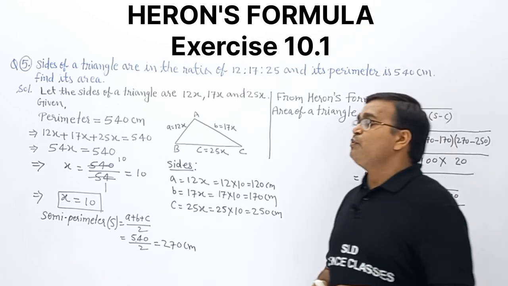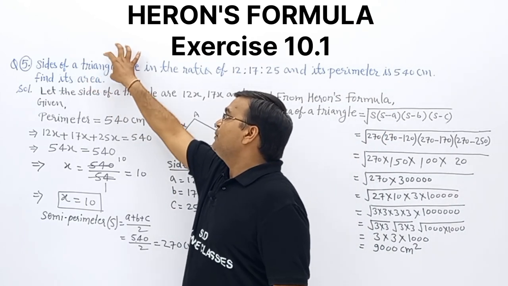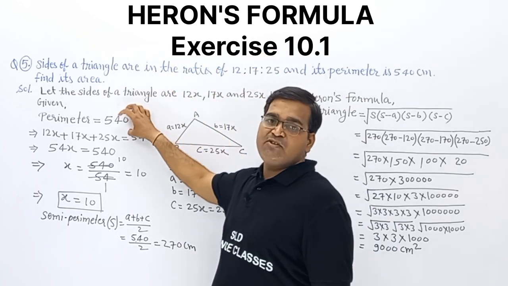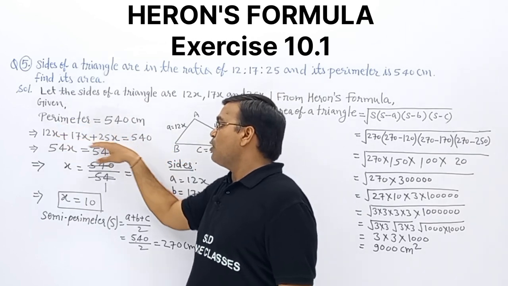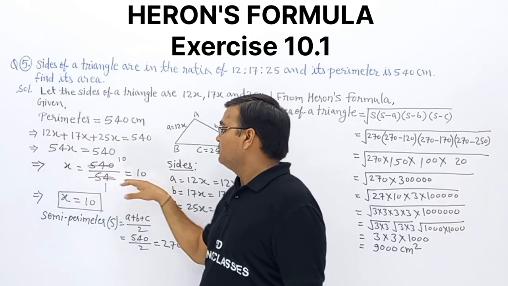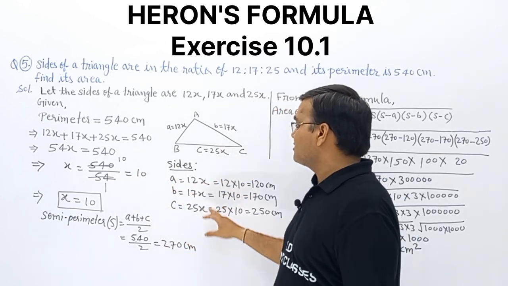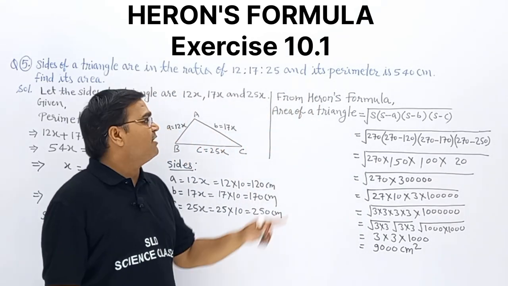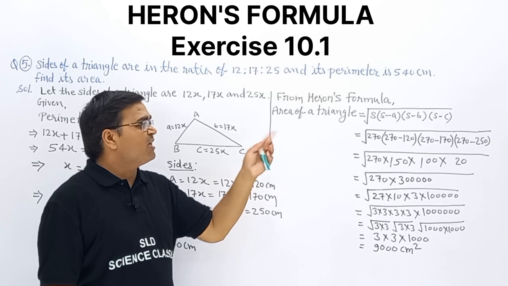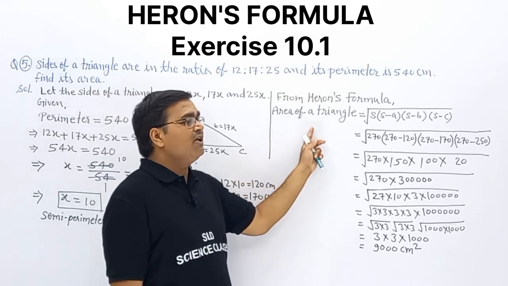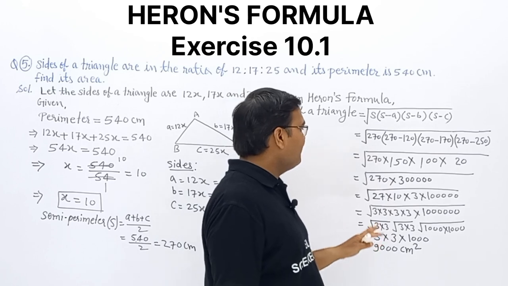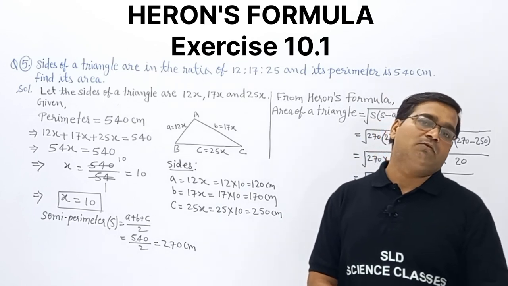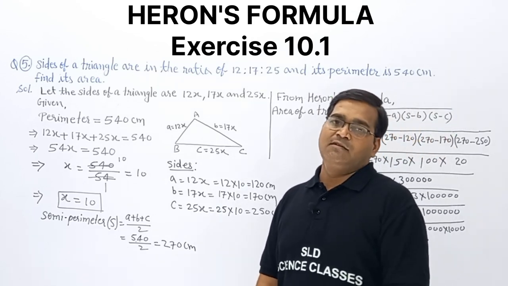Observe, in the question we want the area. We have the sides in the form of a ratio. First we assume the sides. The perimeter is given in the question. The perimeter is the sum of all sides. Then we can find the assumed value. Once we put this value in the sides, we obtain the actual lengths of the sides. We have all sides and the perimeter, and half of the perimeter is the semi-perimeter. Then we can find the area by using Heron's formula. This is the formula. We just multiply, adjust, and find the value of the square root. So this is the area of the triangle.